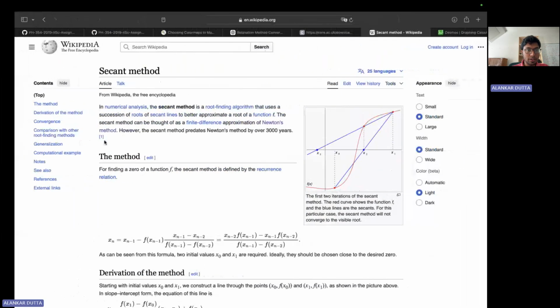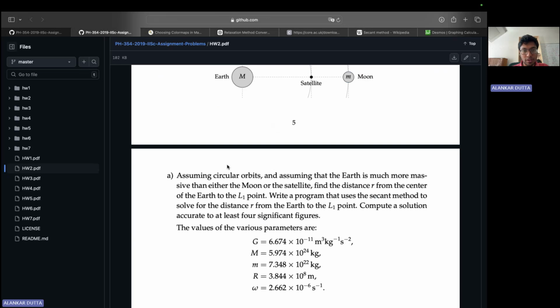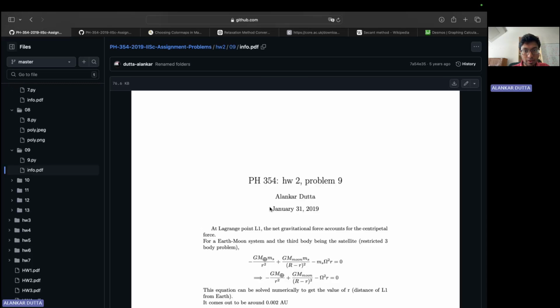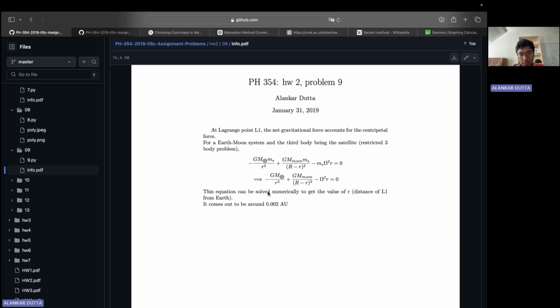Then we are going to find out the omega and the radius. For that, let me show you the formula which we are trying to solve here. You see, this is the formula. So we have G, M Earth and MS is the satellite. This is the gravitational force from the Earth to the satellite. This is the gravitational force from the moon to the satellite. And this is the centripetal force on the satellite. So these three terms balance.